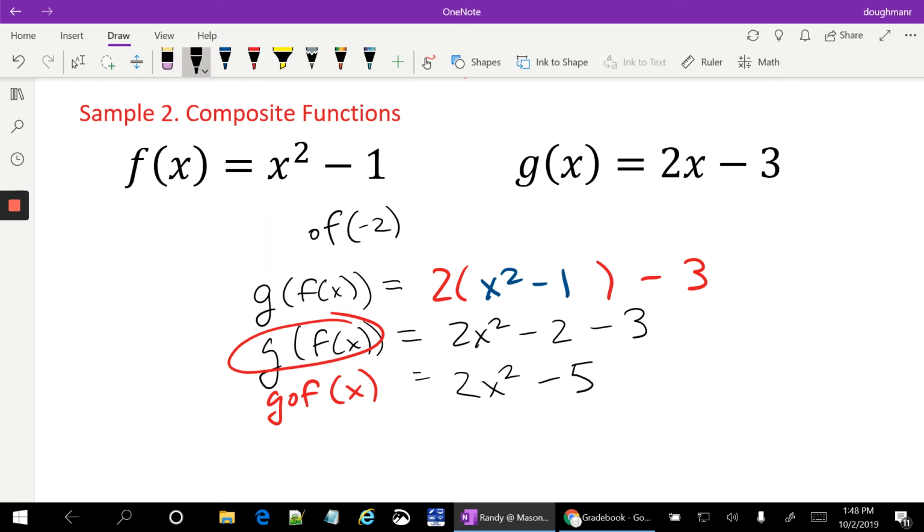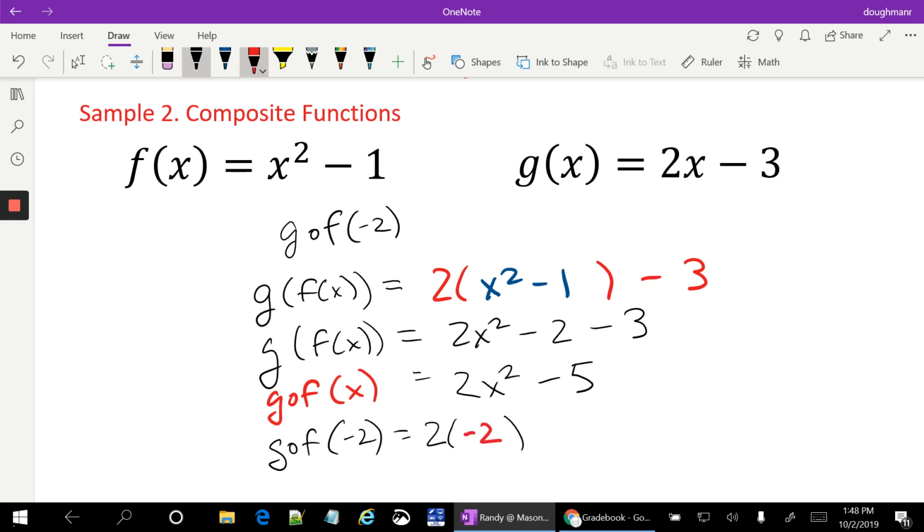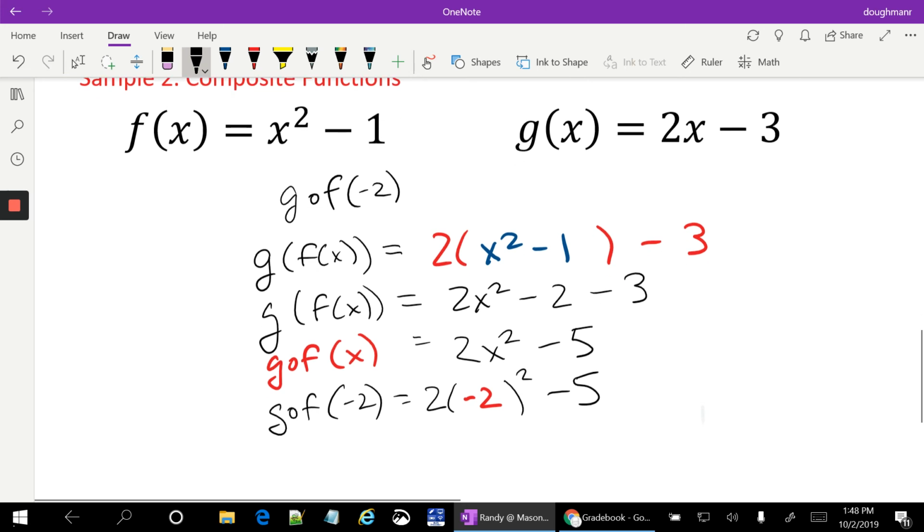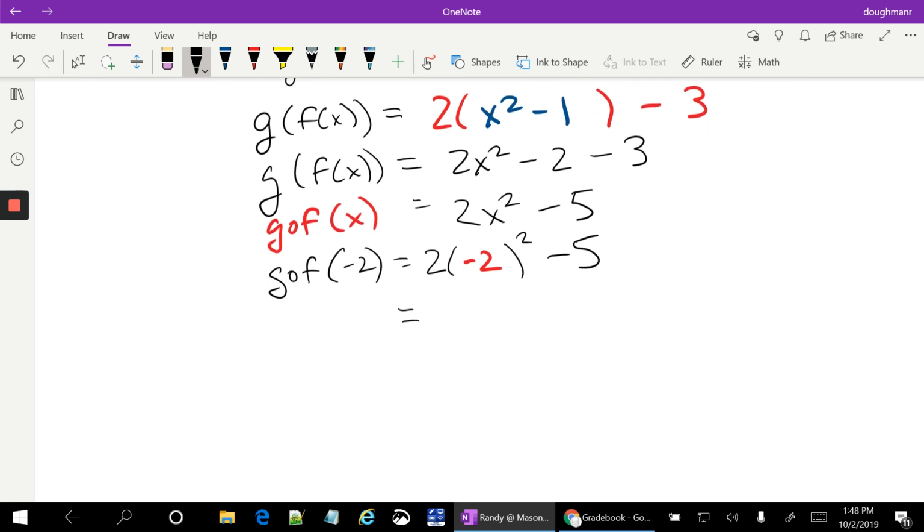All right? But the original question asked us to evaluate that at -2. So really now all I do is I go back here and I do g of -2, which simply means where there's an x, I put in -2. And now I can evaluate that. So 2 times -2 squared, that's 2 times 4. I believe that's 8, right? Minus 5 or 3. So g of f of -2 is 3.